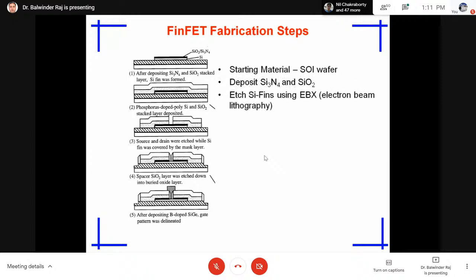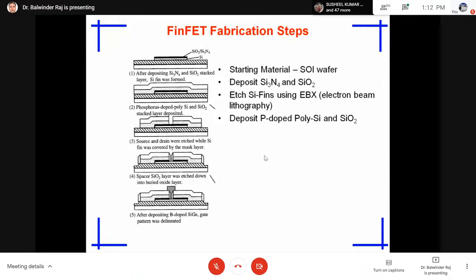Then we have to use electron beam lithography, with the help of applying the mask, so that we can selectively decide how much channel length there is: 22 nanometer, 10 nanometer, or 32 nanometer. Accordingly, the lithography is set with some mask, and from the external we can apply UV light to remove the unwanted material, or chemical or dry etching can also be applied here.